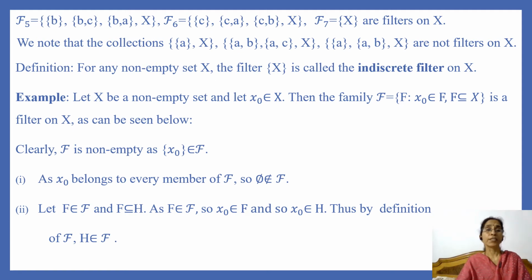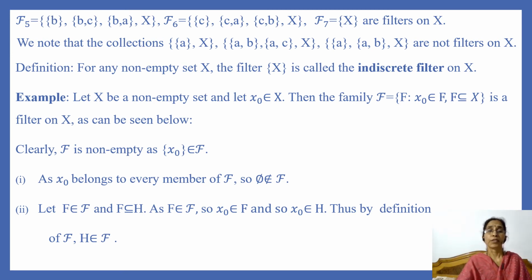Now, if we consider the collection doubleton AB, doubleton AC, and X, then this is not a filter on X, because here the third axiom is not satisfied. Here AB and AC belong to this collection, but their intersection, that is singleton A, is not in this collection, and so this is not a filter on X. And if we consider the collection singleton A, doubleton AB, and X, then here we note that the second axiom is not satisfied. Here singleton A belongs to this collection, but its superset, doubleton AC, is not in this collection, and so this is not a filter on X.